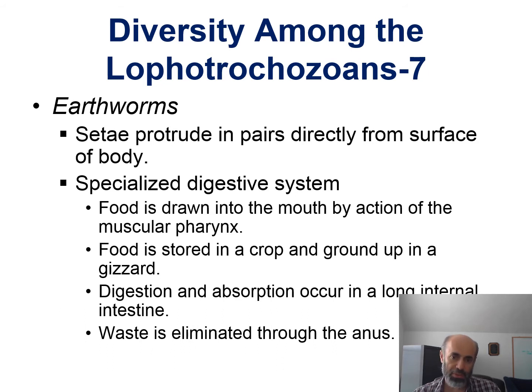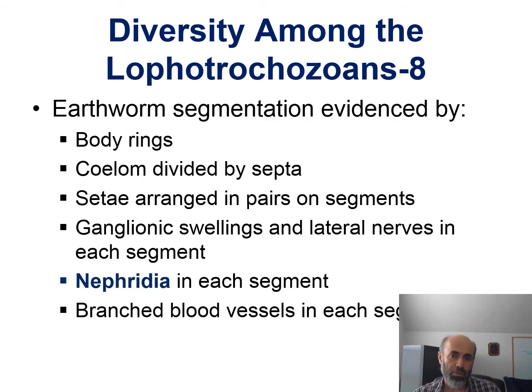Okay, these are some of the characteristics of earthworms, which have a very strong digestive system. Their excretory system is in the form of those nephridia. So the waste from their body is secreted from nephridia, which are present throughout their body. Each segment of the body has those nephridia.